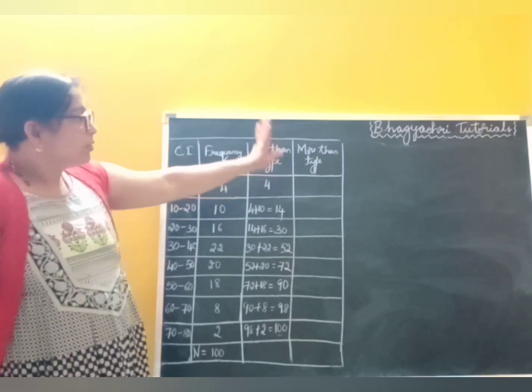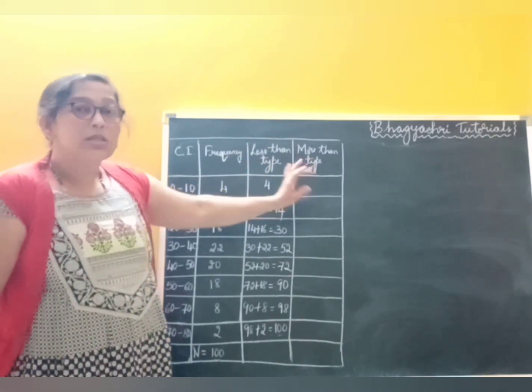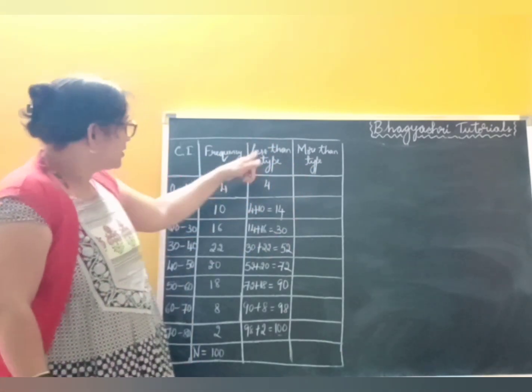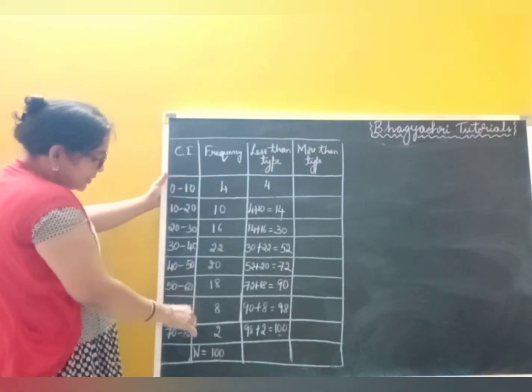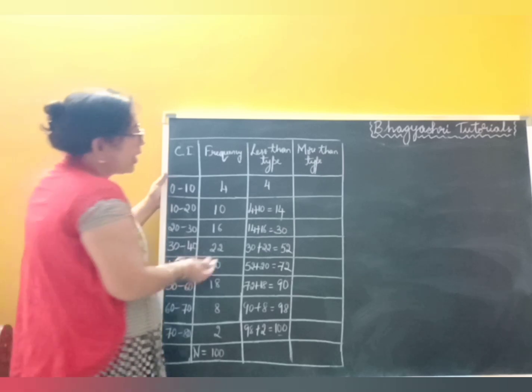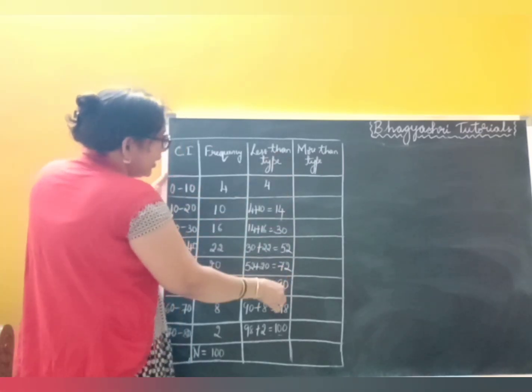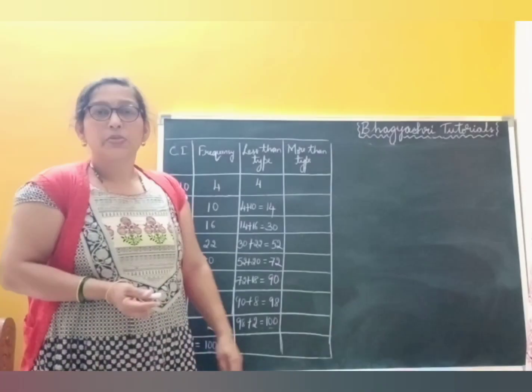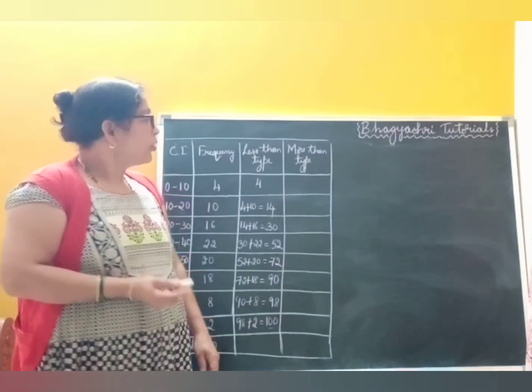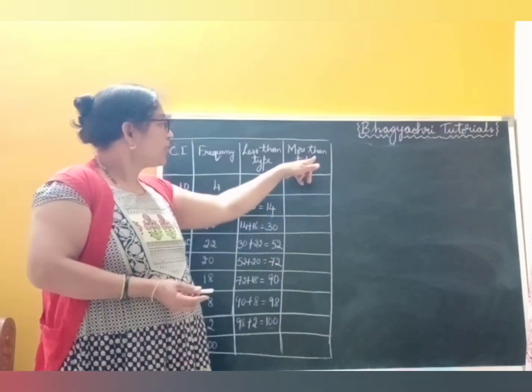Now, when you construct an ogive for less than type, you will be taking these upper limits on the x-axis and this cumulative frequency for less than type along the y-axis. Now, let us learn how to write cumulative frequency for more than type.